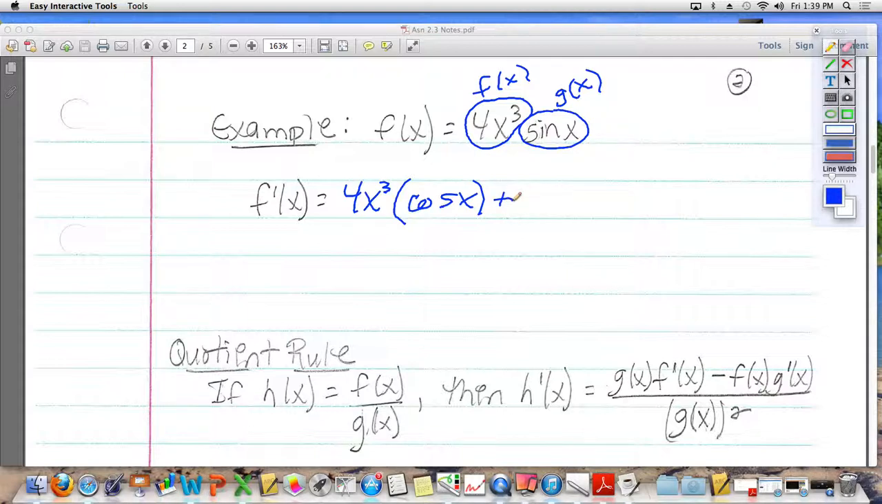Plus the second function, sine of x, times the derivative of the first function, so 12x squared. Can you just change the sine of x right now? Oh, I did, why did I not do that? Oh no, I shouldn't have done that. What do you mean? Oh, never mind. Yeah, okay. I saw that and I went, oh, I forgot to, but I wasn't supposed to. It's the derivative here, not here. Okay.